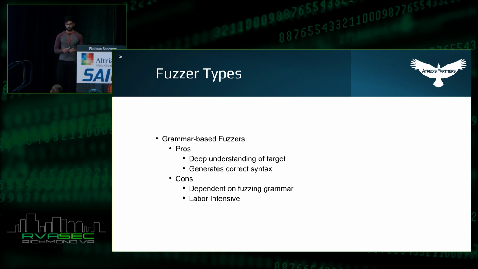The cons is you really have to understand the target to build something like this. You can use a grammar-based fuzzer that's off the shelf, but for complex targets, these aren't going to be too useful because all the juicy bugs have been found because people are using these. And it's very labor-intensive, so you have to understand the target to build something like this and build correct grammar.